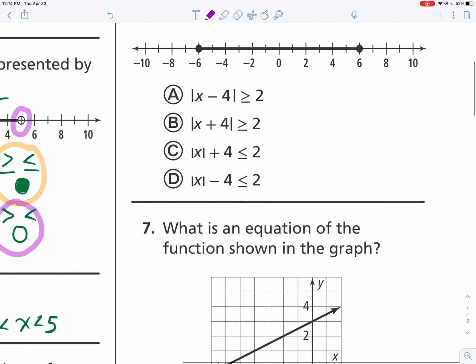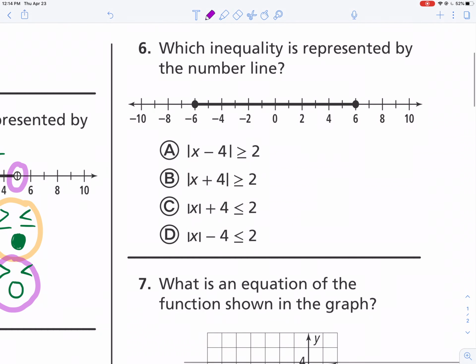Okay, going over to number 6. This one is saying which inequality is represented by the number line. So we have to go through and solve it and see which one gives us -6 and 6 as our solutions. Okay, so if you were to do this first one and solve this, and you added 4, you get x greater than or equal to 6. So 6 is good, and it has a closed circle, but I want greater than 6. In this case, we're not going greater than, so it's not going to be A.